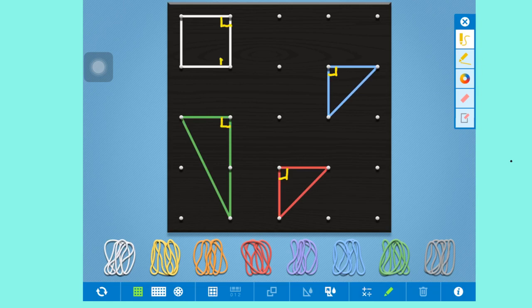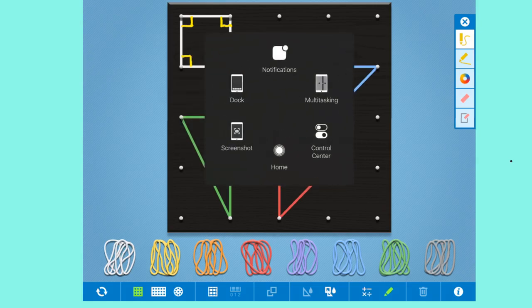As you can see, each of these shapes have right angles. The square has 4 right angles, and the triangles each have 1.